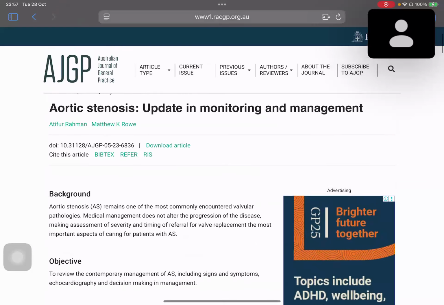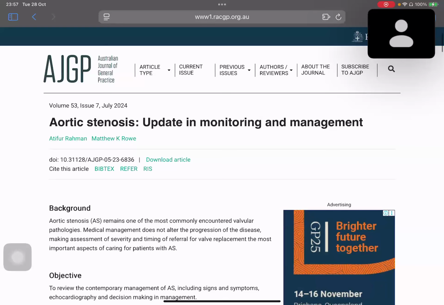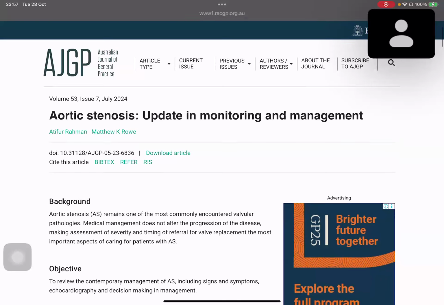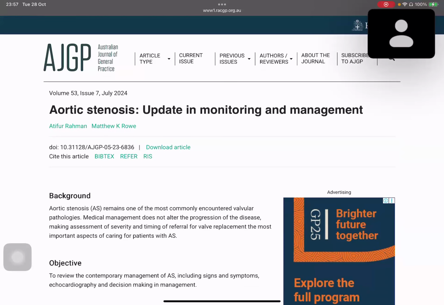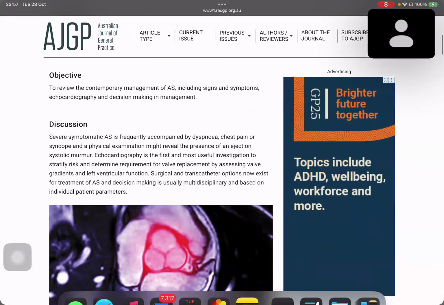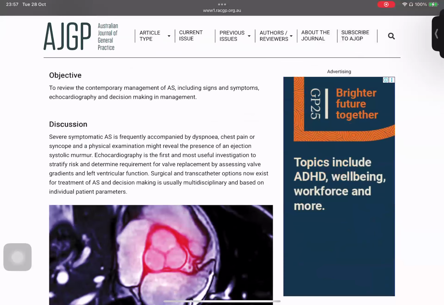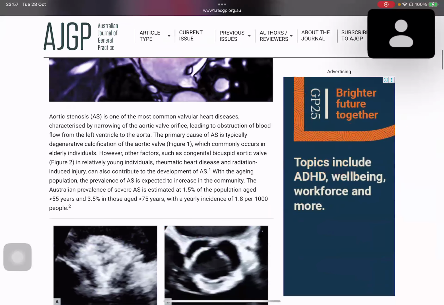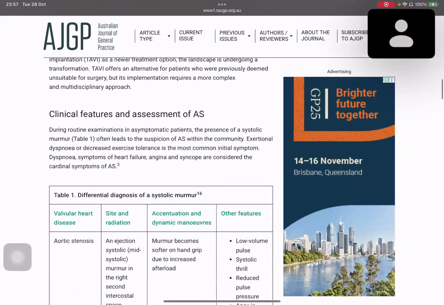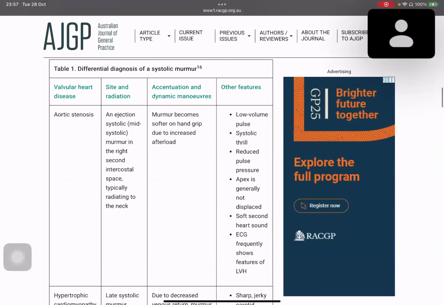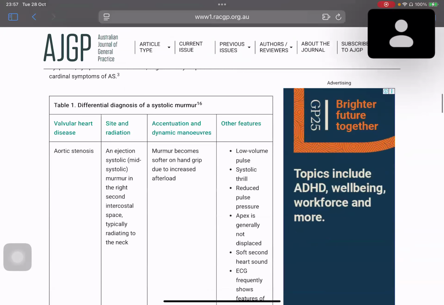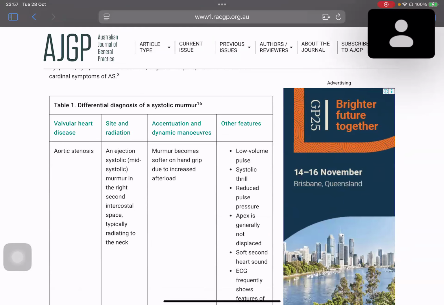That's why I always go to RACGP, and also always try to check the date. This one's from 2024, because there's no point in reading a whole article from 2003 or 2004. There might have been so many other changes by now. So this is a little article about aortic stenosis. And like I said, see, differential diagnosis of a systolic murmur.